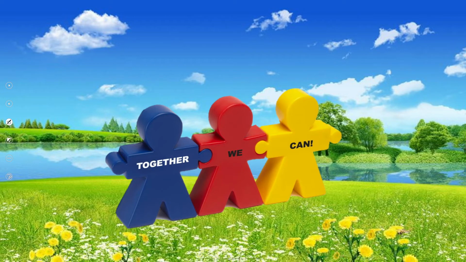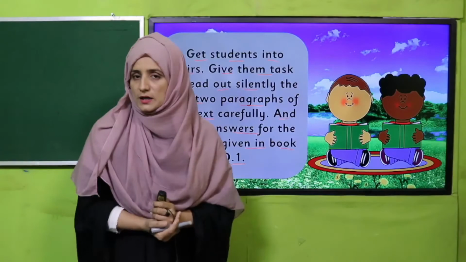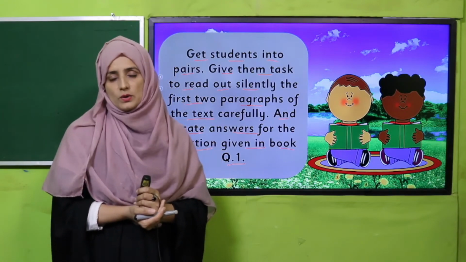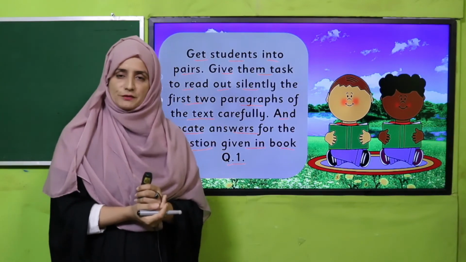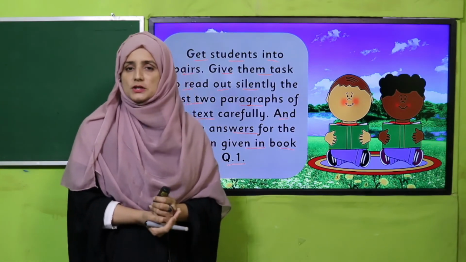Now we are going to move towards an activity, my dear students, and see how much you have got. So are you ready? Yes, my dear teacher. Get students into pairs, give them tasks to read silently the first 2 paragraphs of the text carefully and locate answers for the questions given in the book in question number 1. So yes, those are the 2 paragraphs we have read just now, my dear students. So my dear teachers, say to them, they will read it silently, give them 5 minutes. After 5 minutes, get answers to questions from these 2 paragraphs. Perform this activity in class and then come back.